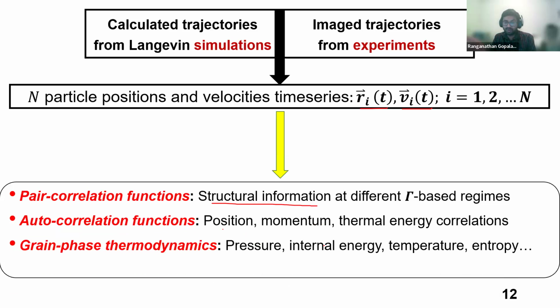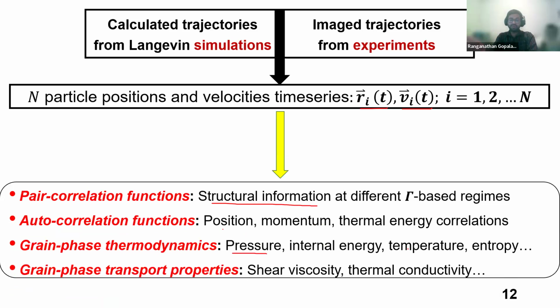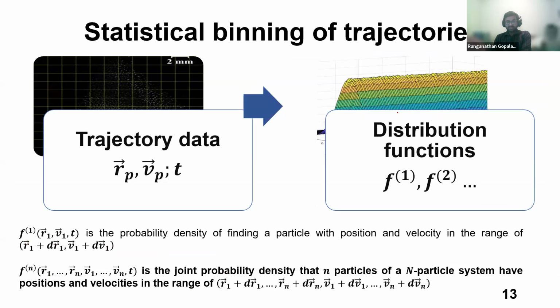And then you can also think about thermodynamic quantities, which describe their collective behavior, such as pressure, internal energy, temperature, entropy, and so on. Or you can think about their transport, as they behave like a fluid. Do they have a viscosity or a thermal conductivity? All of this can be calculated from trajectories. So if you know the trajectories, anything else is just a matter of computation.